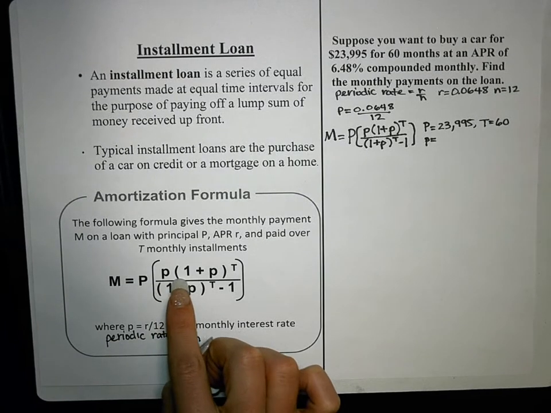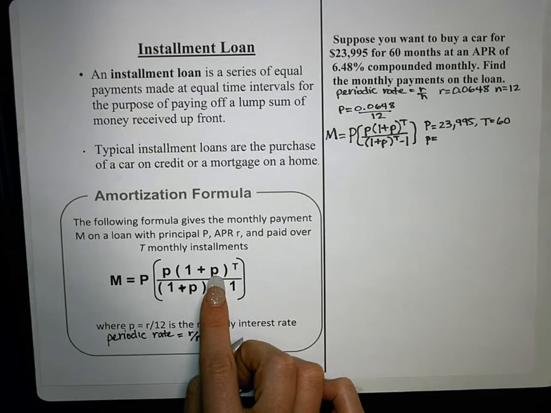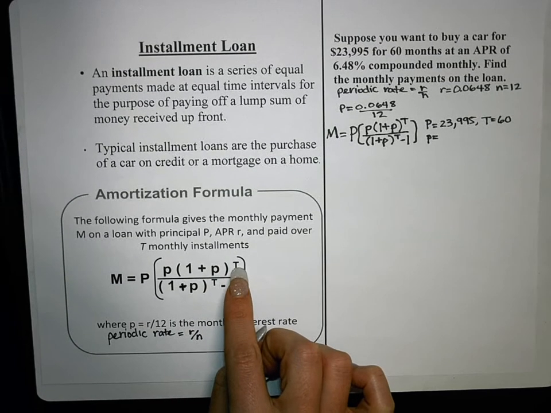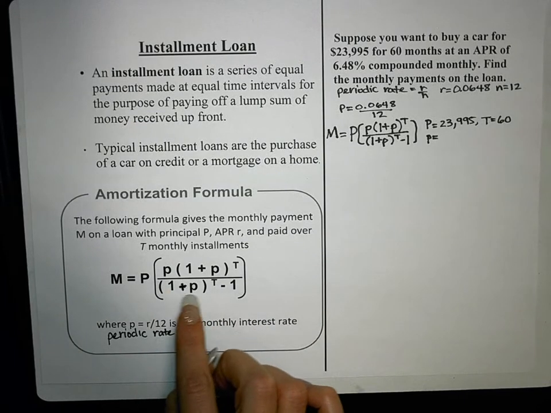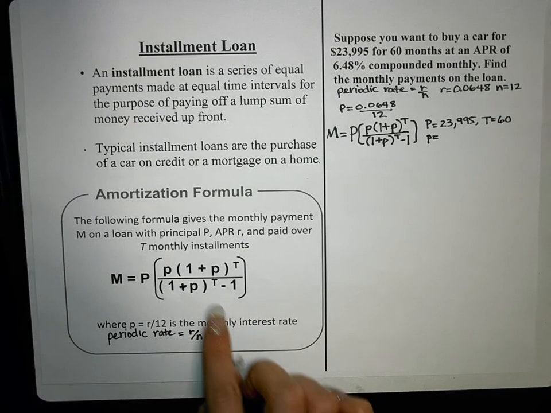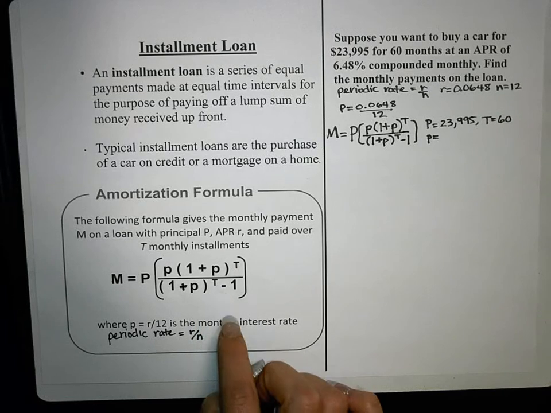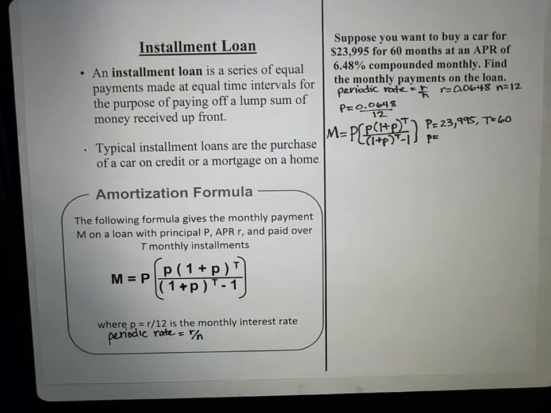So p multiplied by 1 plus lowercase p, all raised to the T power, where T is the total number of monthly installments. And it's all divided by 1 plus lowercase p, the periodic rate again, raised to the Tth power, minus 1. So we're going to work on an example applying this formula.